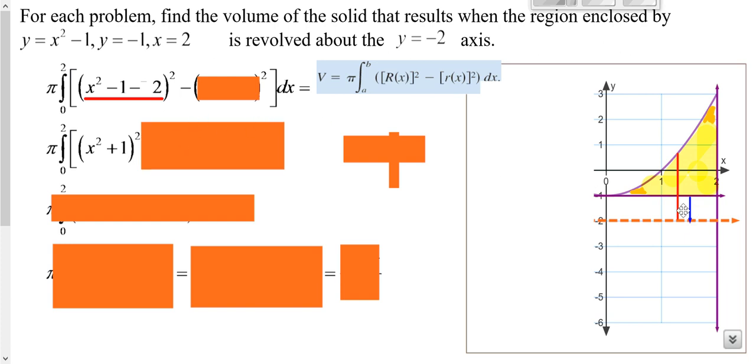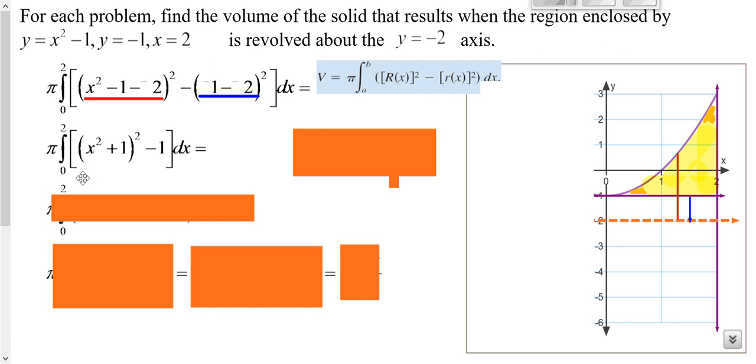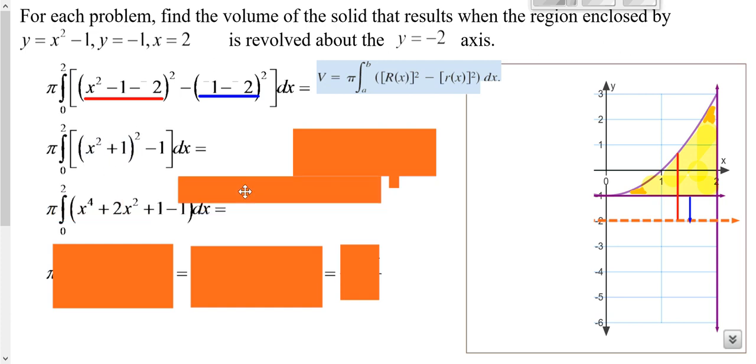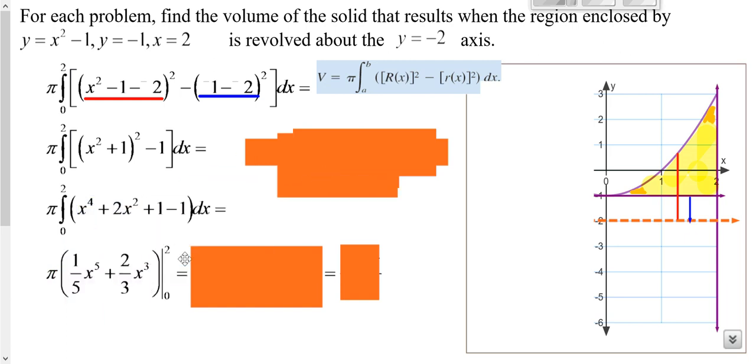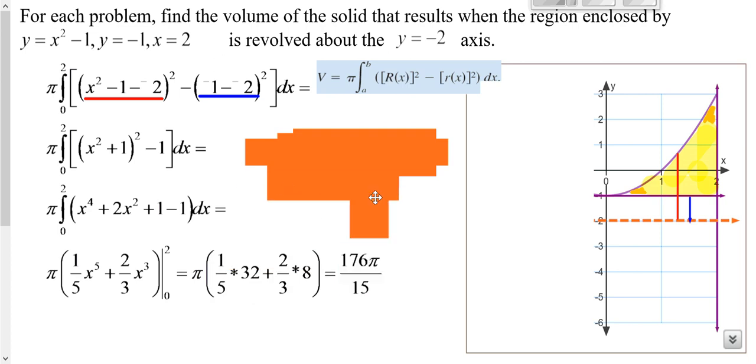Then when we look at the inner radius here, that's going from a height of negative 1 to a height of negative 2 for your hole. So it's the big minus the small, the negative 1, minus your negative 2. Negative 1 plus 2 then, you know, is 1, and it's got to be squared. So FOIL this out. The 1's drop, so you just have to integrate this part. And we get that. Plug in your 2 minus what you get when you plug in 0. We get 176 pi over 15.